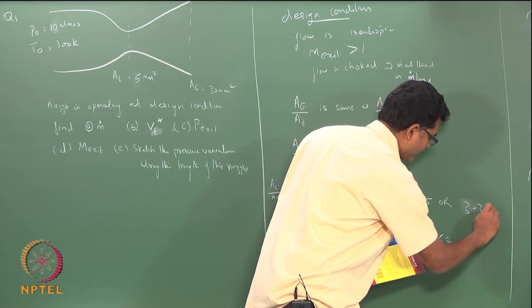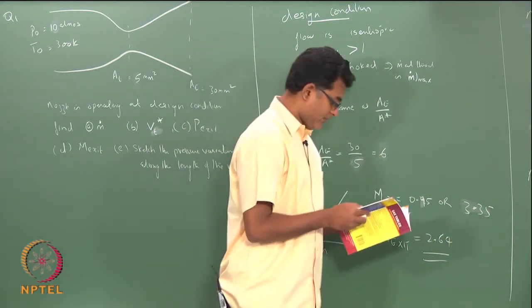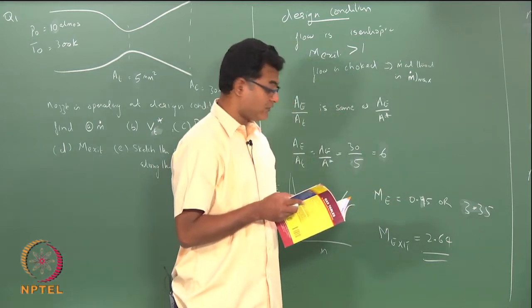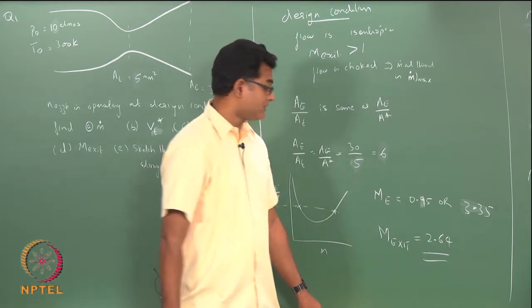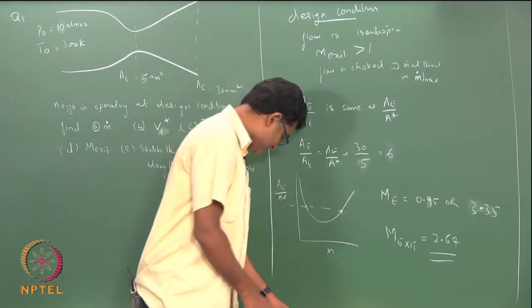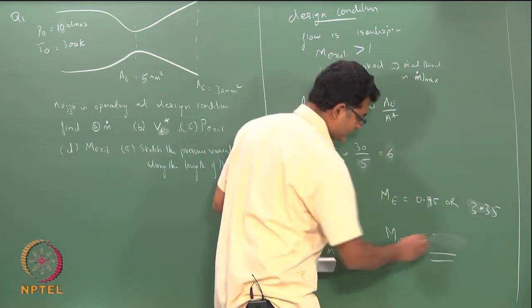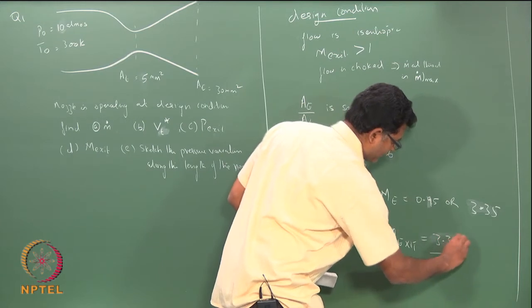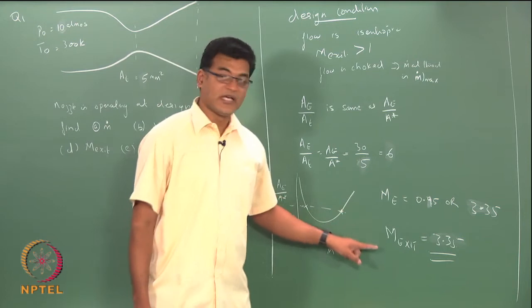Around 3.35. Okay. So, actually you have to interpolate between 3.35 and 3.40. But let us take for the explanation purpose 3.35, and since this is at design condition, we would take the supersonic value, which is 3.35. So, your area ratio is now different, m exit is different.